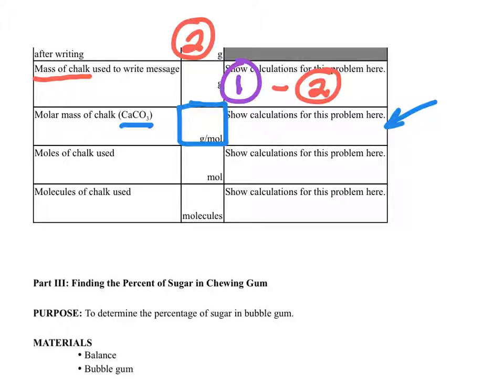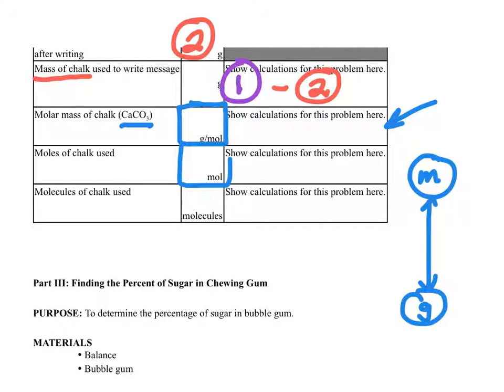Once you have the molar mass, you're going to be using your roadmap once again to go from grams to moles. Okay, grams to moles. And the moles will be here. And then you're going to go from moles to molecules, okay? Same exact calculations. All right, this is moles. Same exact calculations that you did in the first part, okay? Your final answer that you want to end up with is how many molecules did it take to write your message?